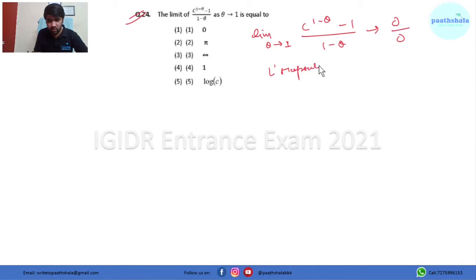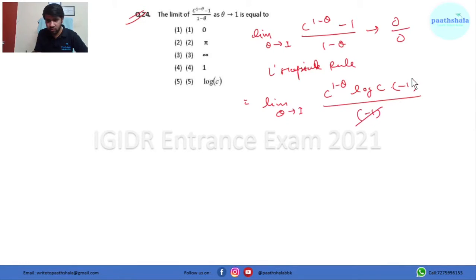By L'Hopital's rule, this will become the limit as theta tends to 1 of c to the power 1 minus theta into log c, and then you have to further differentiate the 1 minus theta, which comes out to be minus 1, and then you differentiate the denominator 1 minus theta, which again comes out to be minus 1. This minus 1 and minus 1 get eliminated. Now put the limit, so this will become c to the power 1 minus 1 and log c, so finally this will come out to be log c. Let's go by choices, so option 5 is the right option.